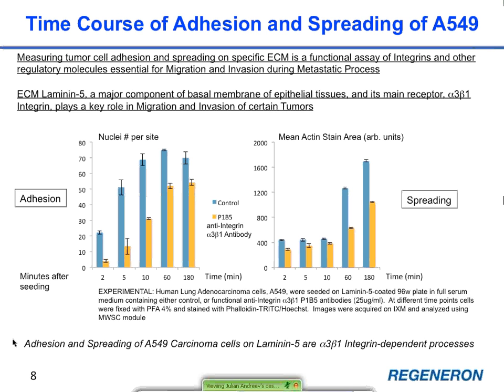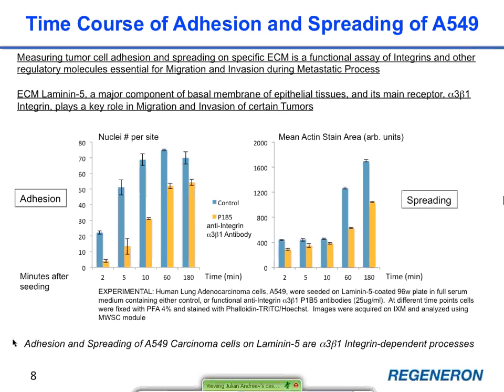So, as you see, we used alpha-3-beta-1 antibody to validate the adhesion and spreading assay of A549 cells on laminin 5. On the lower panel, the functional alpha-3-beta-1 antibody effectively inhibited both processes, both adhesion and spreading, confirming that adhesion and spreading of A549 cells are alpha-3-beta-1 integrin-dependent processes.